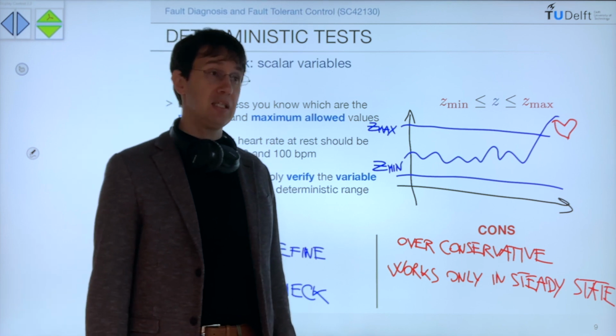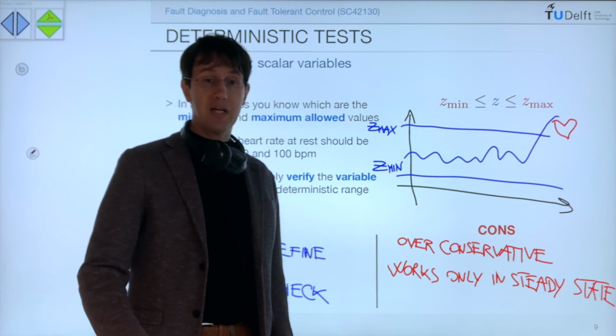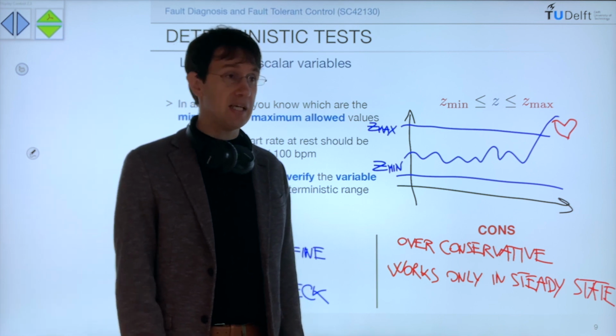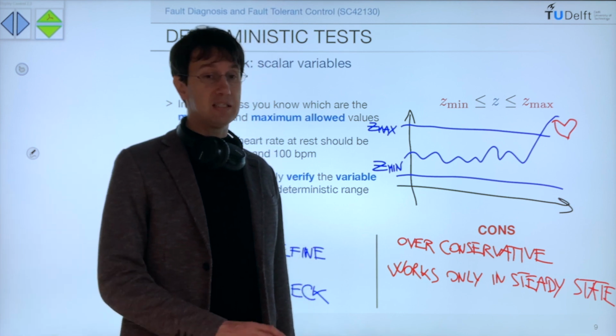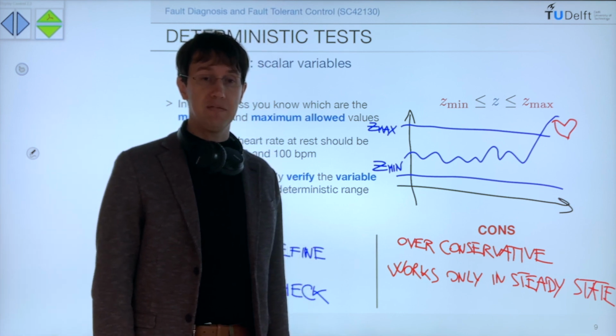So limit checking is a very simple approach. We just know that if you stay at rest long enough, let's say 5 minutes, after 5 minutes, your heart rate is at some constant steady state level.